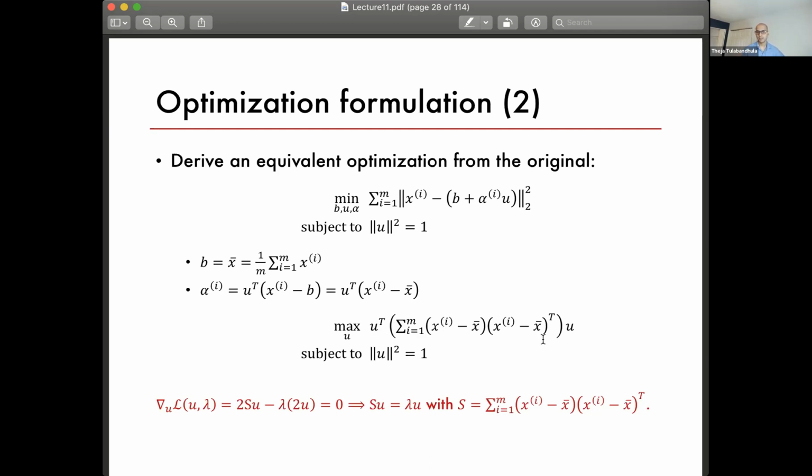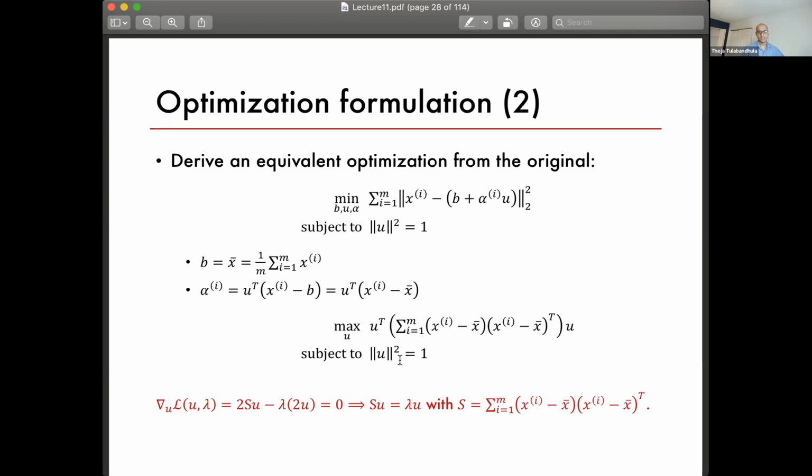Okay, so the data is appearing in this bigger bracket in the center, which is u transpose (xi minus x bar)(xi minus x bar) transpose. So it's some sort of a matrix here, times u, such that the 2-norm squared of u is equal to 1. This is the new objective function we got because of the previous observations, where alpha is related to u and b is related to x bar. So b is also related to data points. So this is the new objective function.